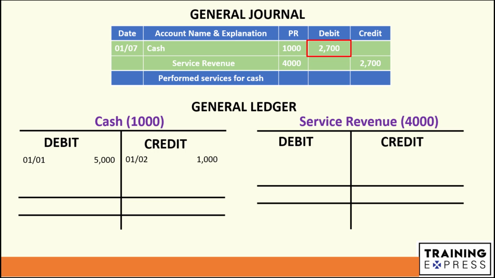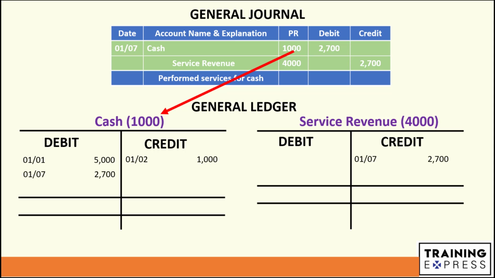Cash is debit by $2,700, so we will write $2,700 on the debit side of cash. Service revenue is credit by $2,700, so we will write $2,700 on the credit side of service revenue. Let's check the posting process again. You can see that cash is debit by $2,700, and service revenue is credit by $2,700. Let's check the posting reference.